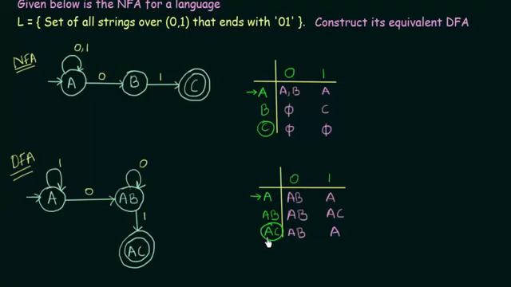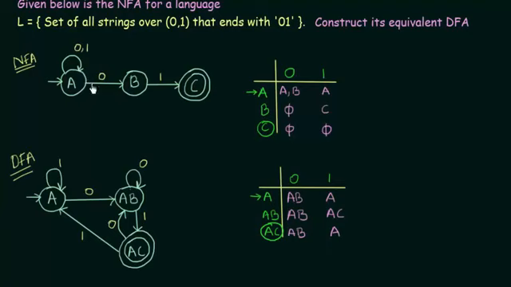Now let's come to AC. AC on getting input 0 goes to AB. And AC on getting input 1 goes to A. So now we have drawn the transition diagram for this DFA, and we have successfully converted this NFA to its equivalent DFA.